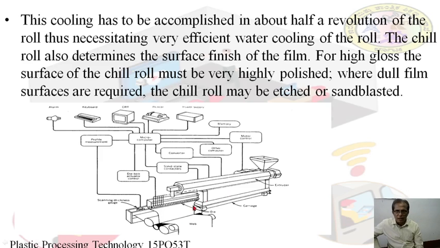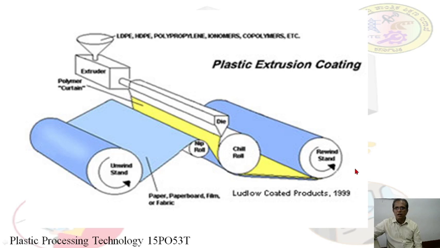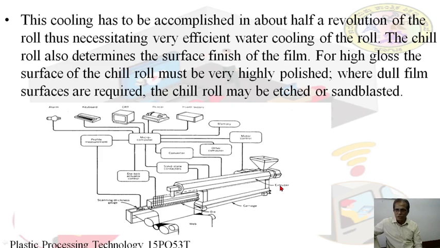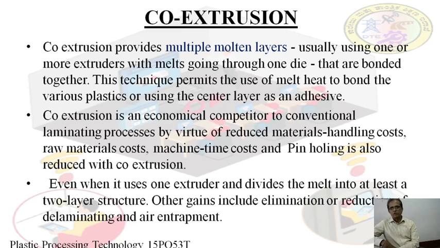This is again a similar arrangement where this is the extruder, with which the coating is done on a base or web material. So this same method is adopted even in this kind of arrangement where the coating is done. Co-extrusion. Co-extrusion is meant for multiple molten layers. To obtain these multiple molten layers, we have to make use of a co-extrusion line.